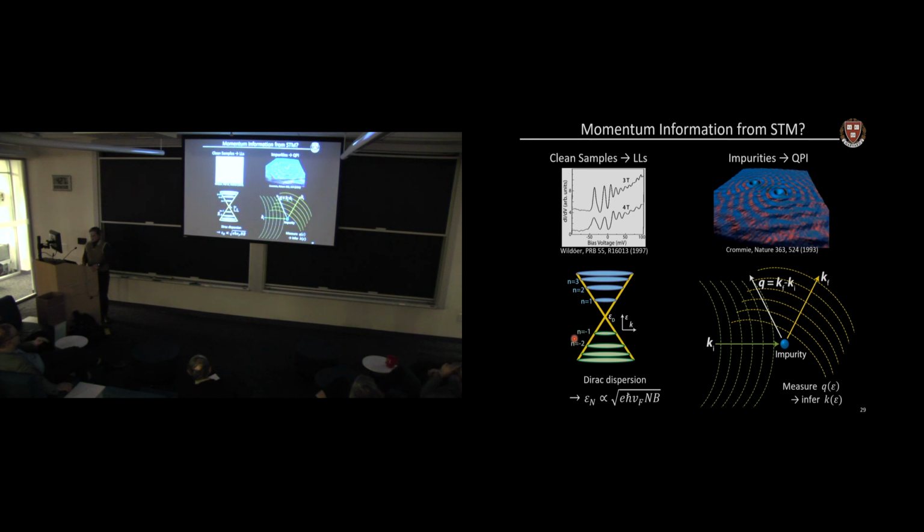Another way is to use a technique called quasi-particle interference imaging, QPI. In this case, electrons scatter elastically off of a defect, and the incoming eigenstate interferes with the outgoing eigenstate. The interference between these two eigenstates is a plane wave, a standing wave, with a wave vector equal to the difference between incoming and outgoing. And by measuring this standing wave, we can back out the incoming and outgoing momentum.